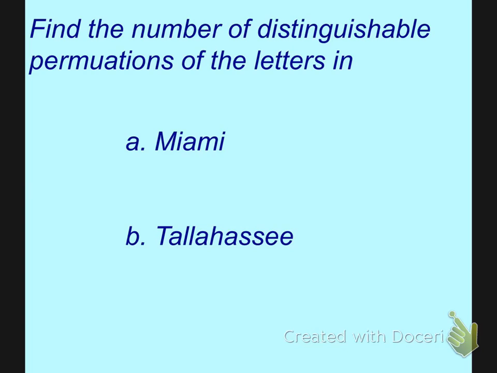So Miami is 5 letters, so you're going to do 5 factorial. And you're going to divide by the number of repeating parts. You have an M and an M, so that's going to be 2 factorial. And then you have another repeating part, the I, so that's going to be another 2 factorial. When you type this into your calculator, make sure you add parentheses at the bottom, because you can't divide by 2 different things without putting those parentheses in there. So make sure that you have them.